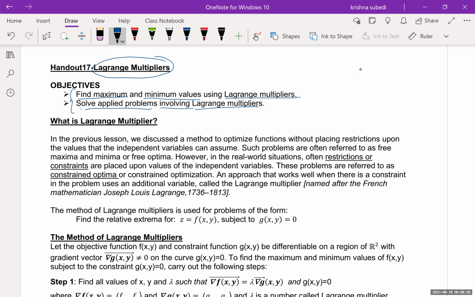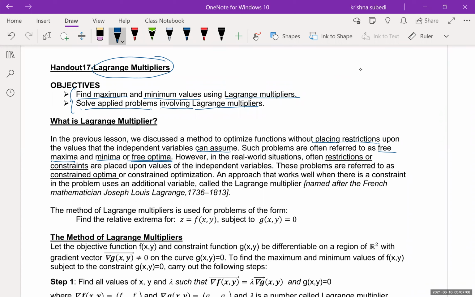So recall that in the previous section, we did optimization, right? But in that case, all the functions came by itself. We did not place any restrictions upon the values that the independent variable can assume. Those kinds of problems are sometimes called free maxima and minima, or free optima problems. There is no condition imposed. There is no constraint imposed.